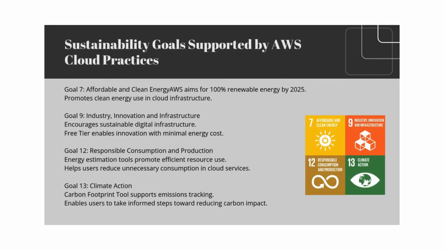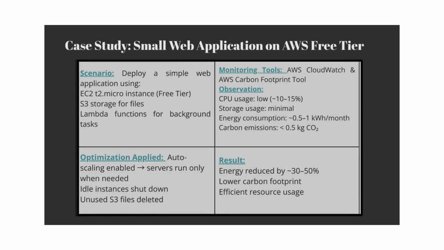Now we'll go to the sustainability goals supported by AWS. Goal 7, Goal 9, Goal 12, and 13. The sustainability goals supported by AWS cloud practices are affordable and clean energy, industry innovation and infrastructure, responsible consumption and production, and climate action. In these, we can see that AWS aims to use 100% renewable energy, AWS supports sustainable digital infrastructure, etc.